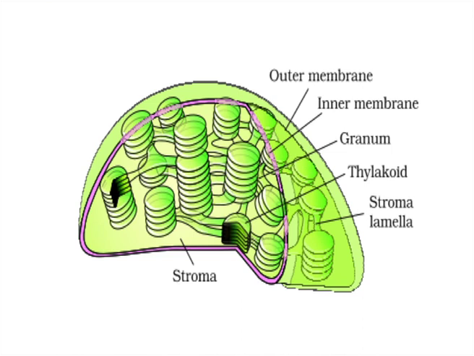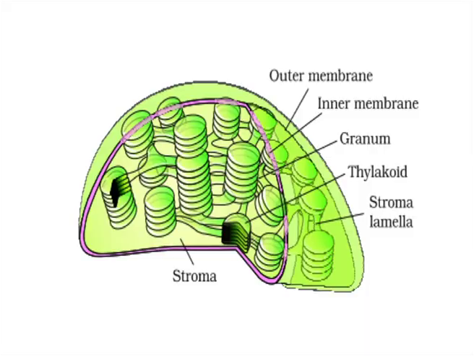The stacked structures are called grana, and the thylakoids present in the stacked structure are called grana thylakoids, and freely available thylakoids are called stroma thylakoids. All the reactions involved in the photosynthesis process, the dark reactions and light reactions, all of them take place in these thylakoids and chloroplast. Hence, the chloroplast is present in autotrophic organisms only.